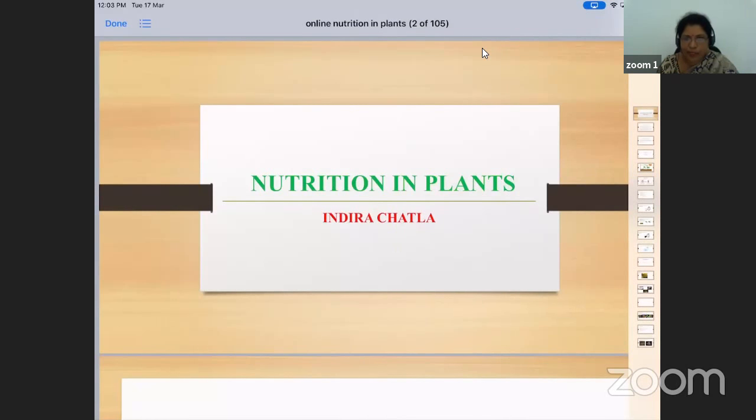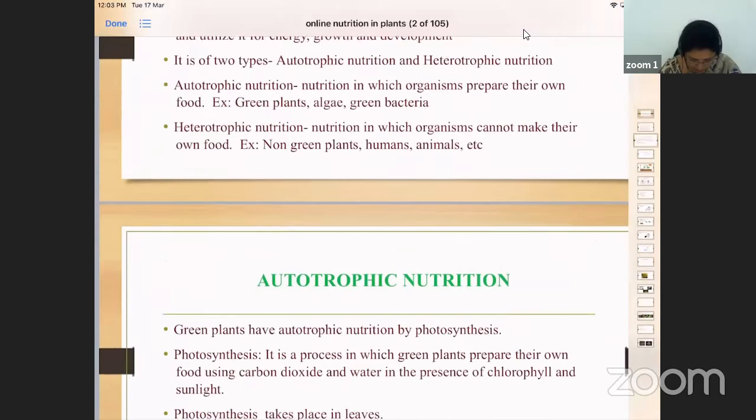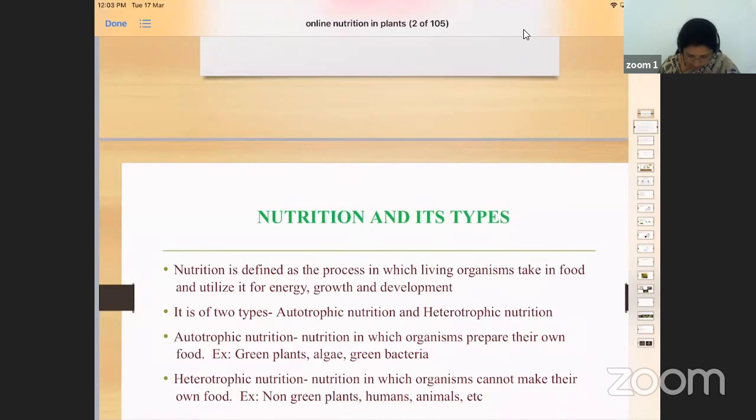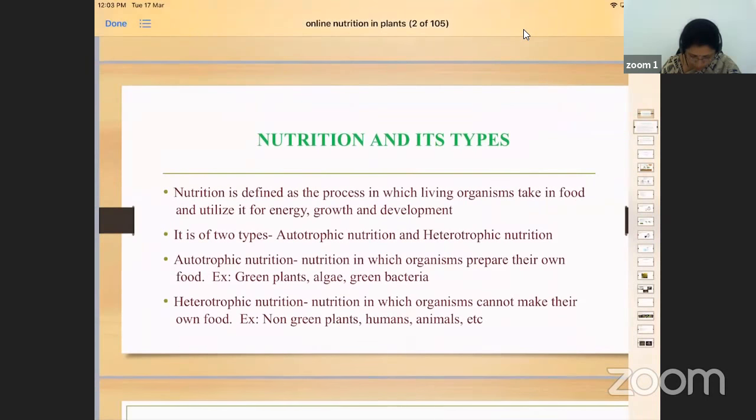Let's have a quick recap of what you have learned yesterday. You have learned that nutrition is a process in which living organisms take in food and utilize it for energy, growth, and development. And there are two types of nutrition. One is autotrophic nutrition, and the second one is heterotrophic nutrition.